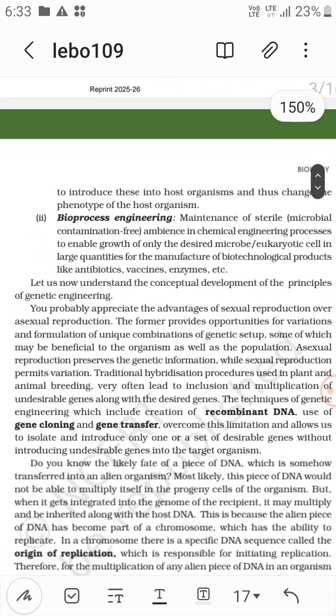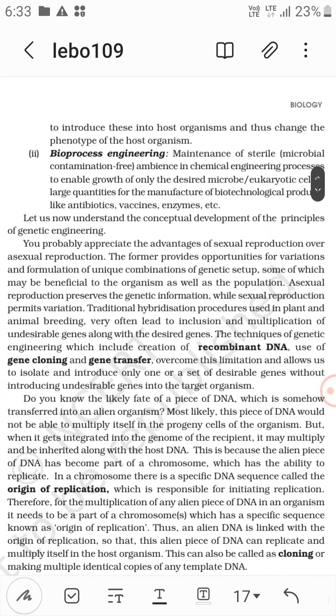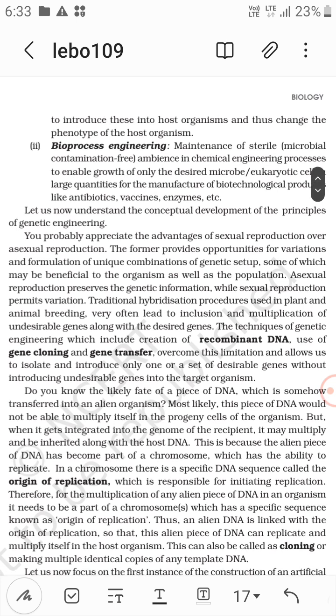Now the conceptual development of the principles of genetic engineering. Sexual reproduction or asexual reproduction. The former provides opportunity for variation and formulation of unique combinations of genetic setup, some of which may be beneficial to the organism as well as the population. Asexual reproduction preserves the genetic information, while sexual reproduction permits variation. Traditional hybridization procedures used in plant and animal breeding very often lead to inclusion and multiplication of undesirable genes along with the desired genes. So in traditional hybridization, useful and useless genes are both involved.